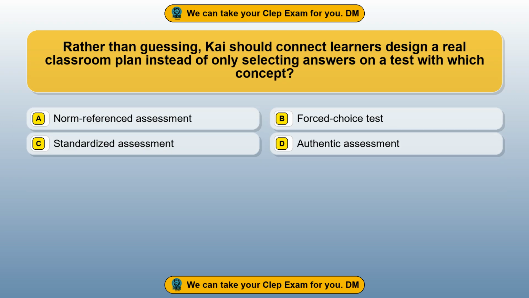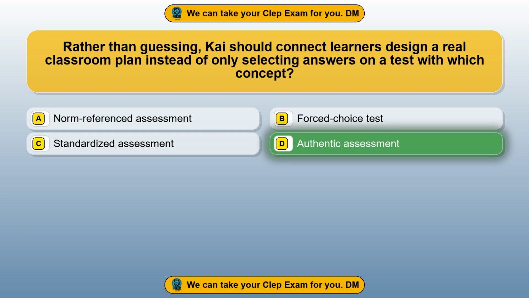Question 59. Rather than guessing, CLEP should connect learners designing a real classroom plan instead of only selecting answers on a test with which concept? Option A, norm-referenced assessment. Option B, forced choice test. Option C, standardized assessment. Option D, authentic assessment. The correct answer is option D.